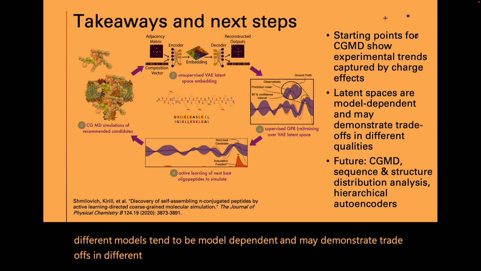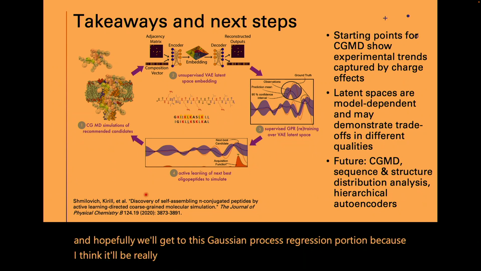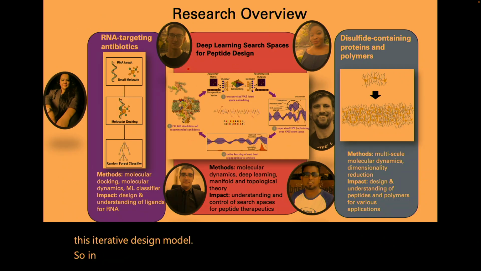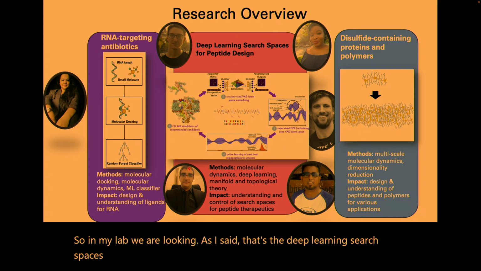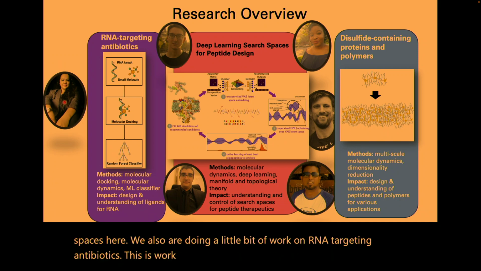And in the future, we're going to keep looking, and hopefully we'll get to this Gaussian process regression portion, because I think it'll be really interesting if we can really close the loop on this iterative design model. So in my lab, we are looking, as I said, at the deep learning search spaces here. We also are doing a little bit of work on RNA targeting antibiotics. This is work that Vrinda is spearheading in her PhD.